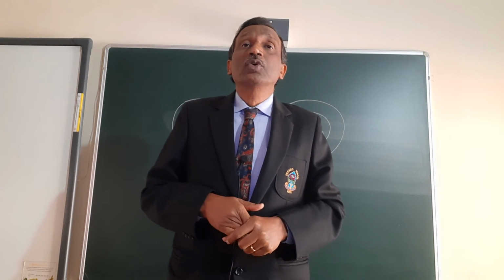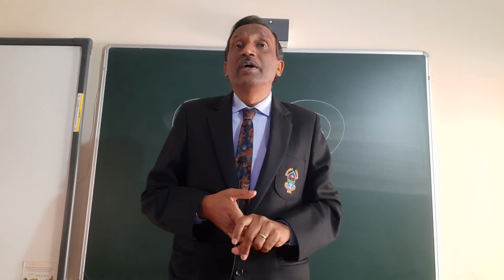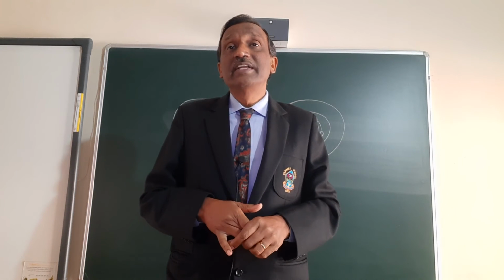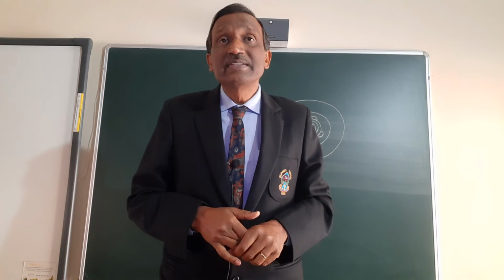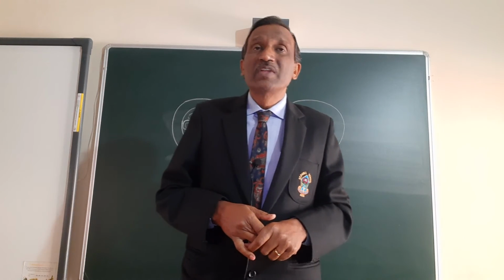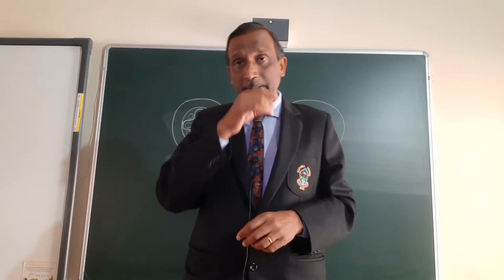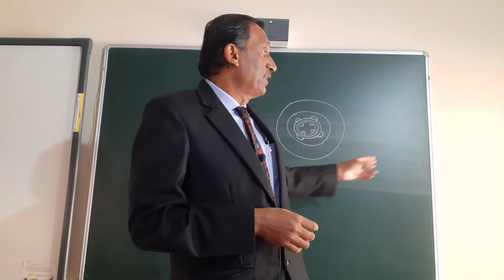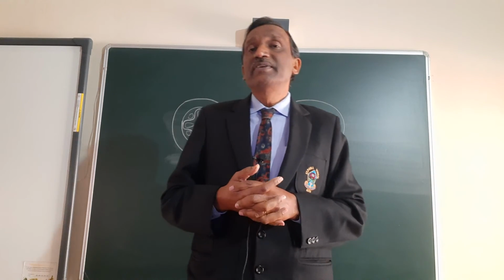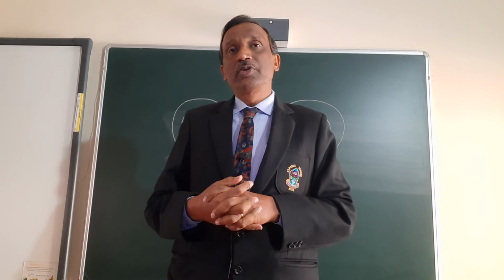Question number 2. Cork cambium forms tissue that forms cork. Do you agree with this statement? Explain. Of course, cork cambium is the phellogen, which forms the phellem outside, and the phellem is later on changed into cork.